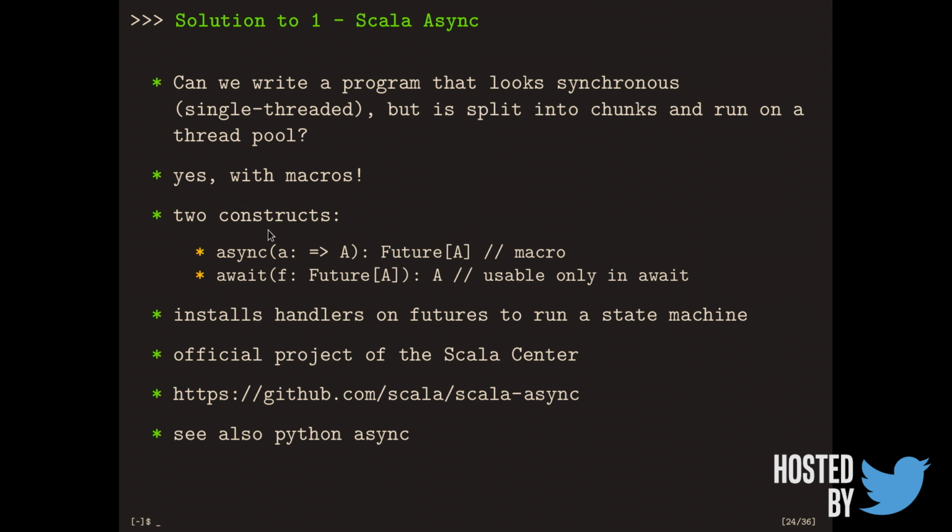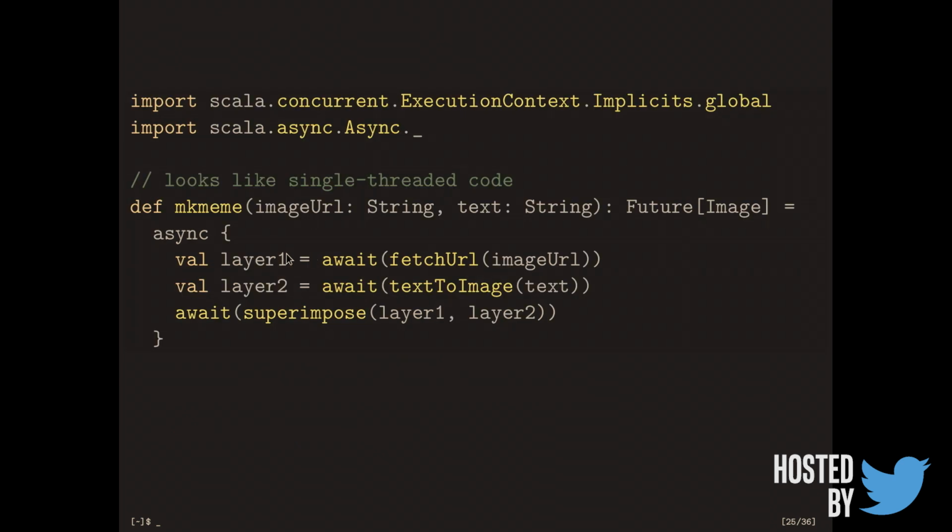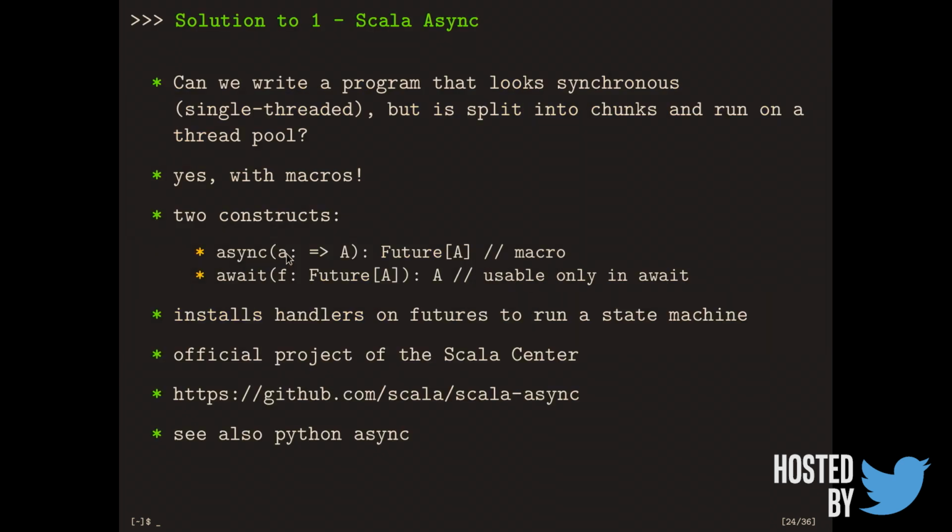It does this by offering two main constructs, which are async and await. With async, you put in some body that returns a result, but what you get is a future. Await, which you can only use inside async, you can call on any future and get back the result. This is again just syntax sugar. In the end, there's no way you could do that without blocking. It's a macro that rewrites your code.